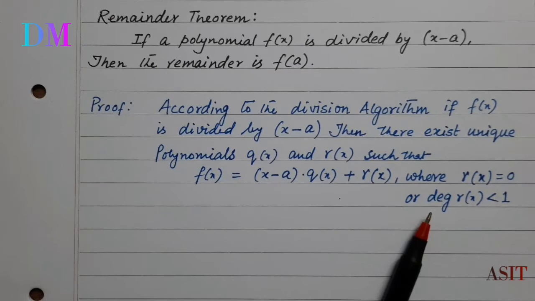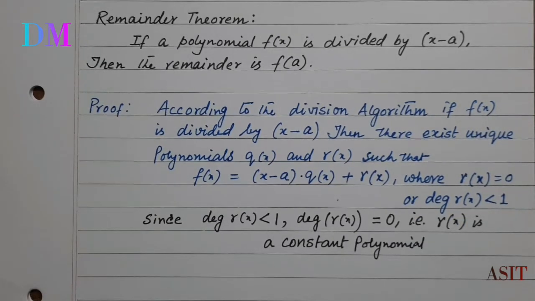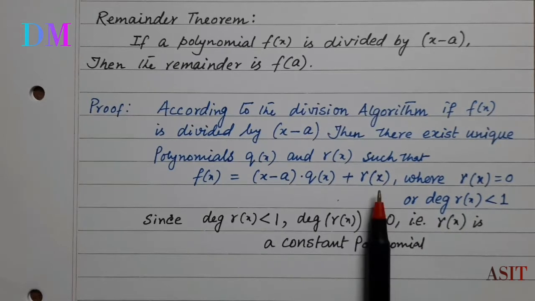Now let's come back to this point. Here it is given that the degree of r(x) is less than 1. And we know that the degree of a polynomial cannot be negative. Therefore, there is only one possibility: the degree of r(x) will be 0. That is, r(x), which is known as the remainder polynomial, is a constant polynomial. Hence, we can say that this remainder will be nothing but a real number.